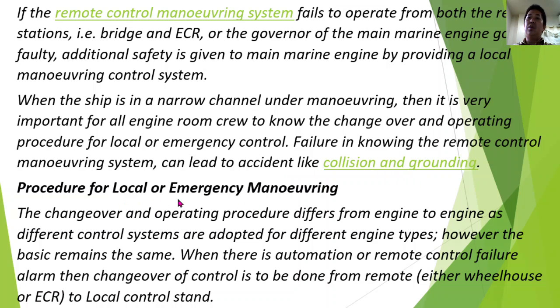So, the procedure for local and emergency maneuvering. The changeover and operating procedure differs from engine to engine as different control systems are adapted for different engine types. However, the basics remain the same. When there is an automation or remote control failure alarm, then changeover of control is to be done from remote, either wheelhouse or ECR, to the local control stand. So that is the engine side local control stand.